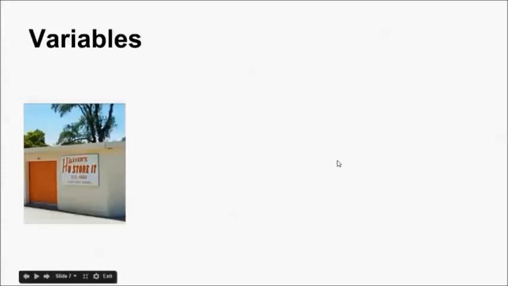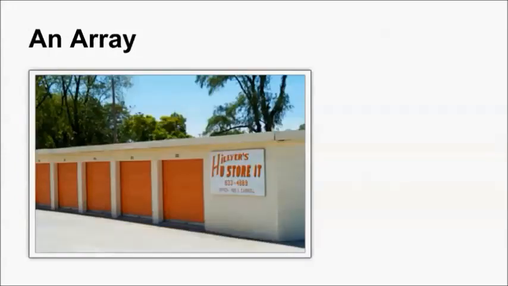So back to our analogy with variables. A variable is a single storage place. Well, what we're going to do is go from this to this. So here's an array of storage cells. There's actually, looks like 5 of them here. So this would be an array of 5 storage cells all right next to each other.